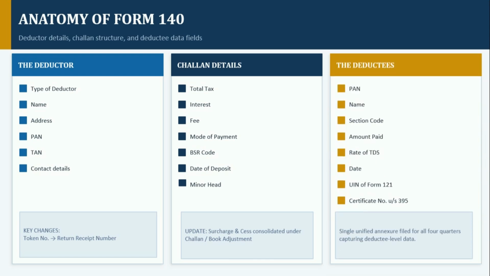The third section focuses on Deductee details. It includes the deductee's PAN, name, section code, amount paid, rate of TDS, and date of payment. It also captures the UIN of Form 121 and certificate number under Section 395. A single unified annexure is filed for all 4 quarters, ensuring complete deductee level reporting in one place. Together, these sections form the structure of Form 140 and help ensure accurate reporting of TDS information.